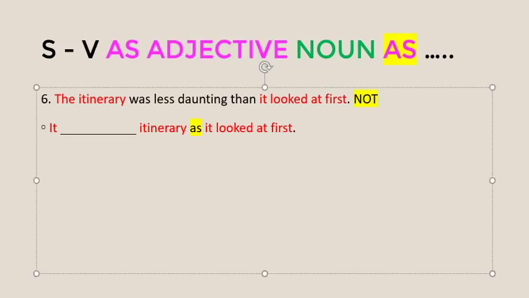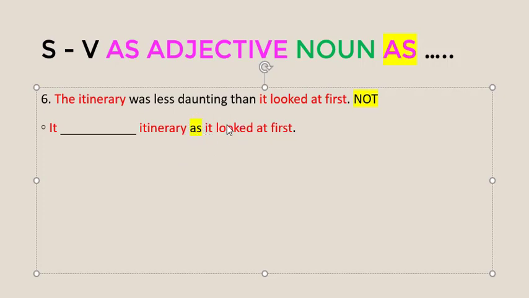Let's continue to number 6. Okay, this is number 6. Look at the question: "The itinerary was less daunting than it looked at first." We have to use "not" to create a new sentence which means the same as the question. But guys, "not" is actually not the clue. The clue is actually "as".